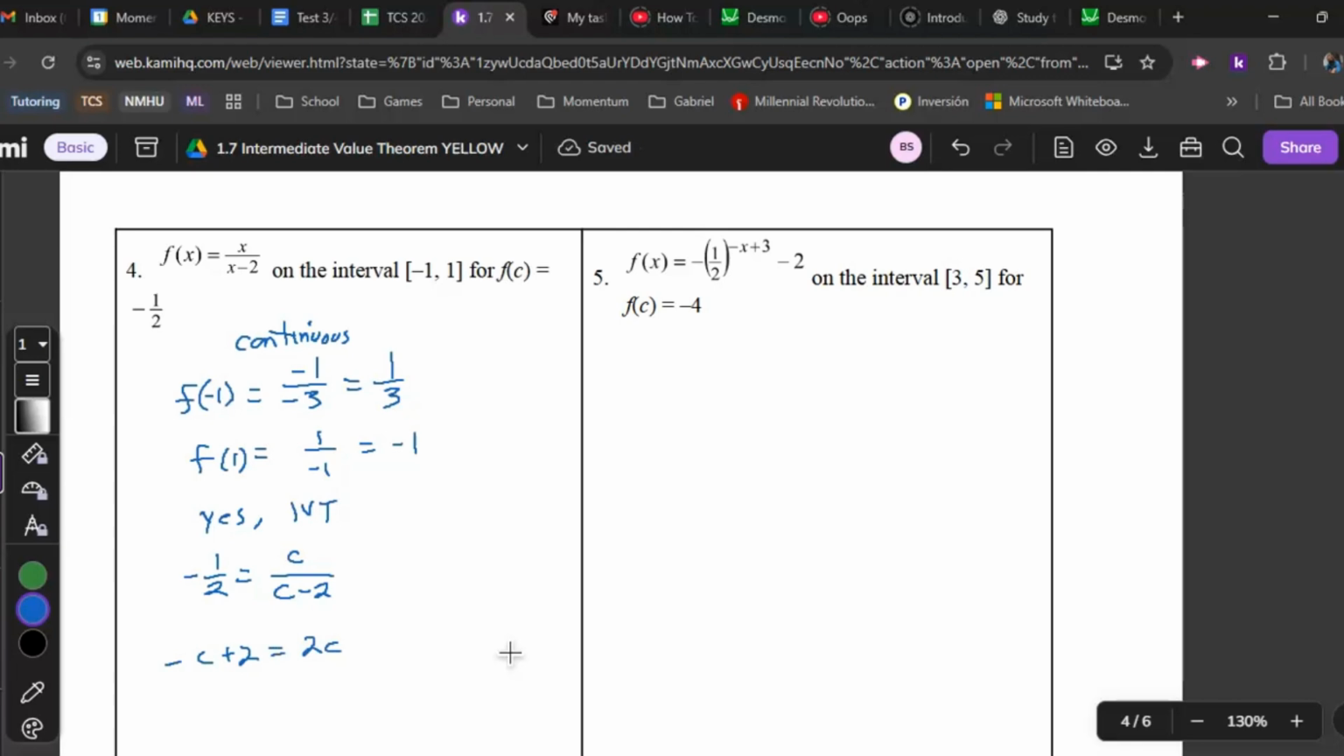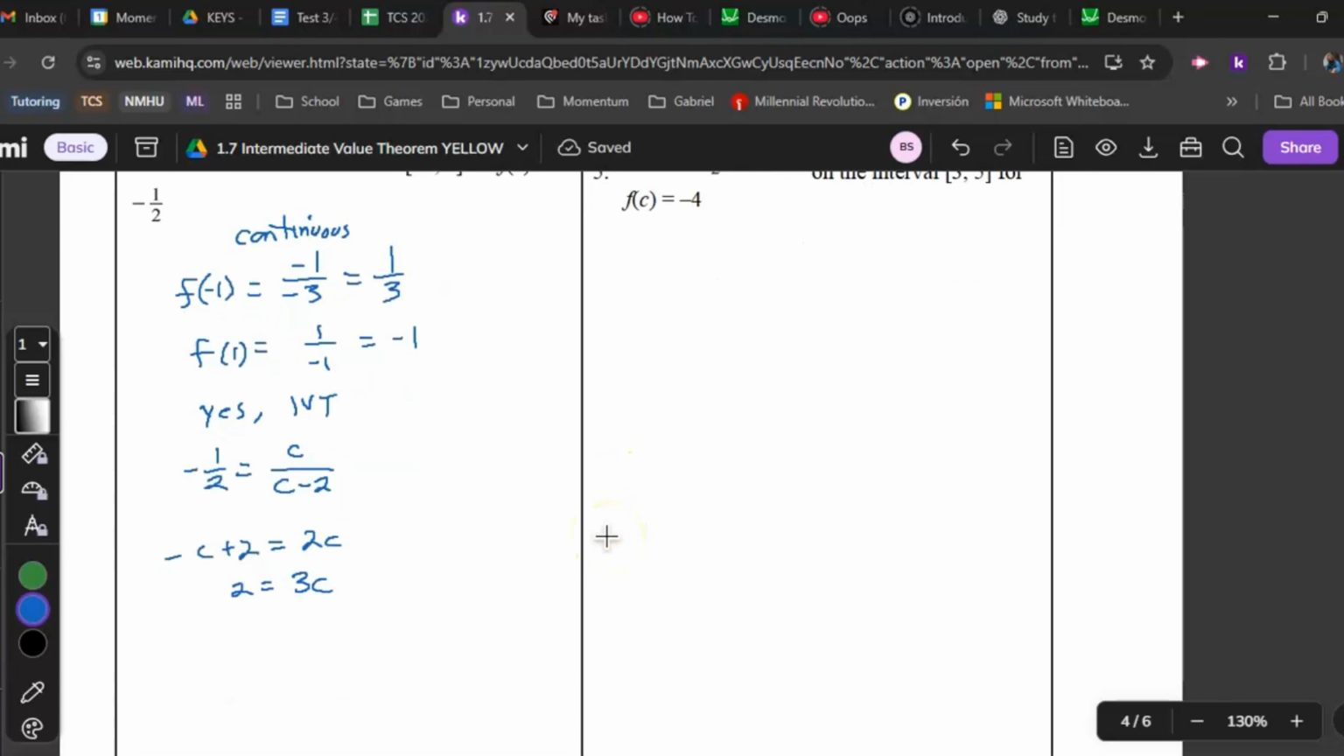Y'all okay with how I got that or not so much? This is -1 times c minus 2, which means I flip both signs there. Then I'm going to put the c on the same side. So I'm going to get 2 equals 3c. And so finally, c is going to be equal to 2/3. So this thing will be equal to -1/2 when c is 2/3. That's what it tells us. Okay? All right, the next one's longer. Are you ready? Because now we're going to do some exponentials.